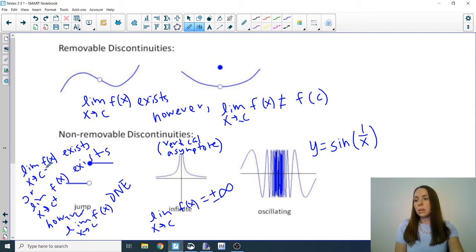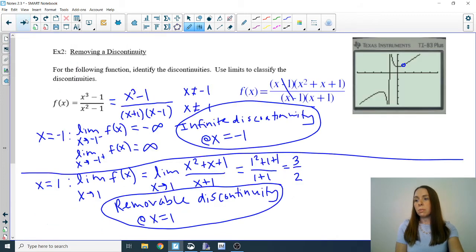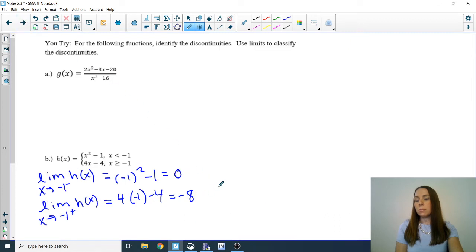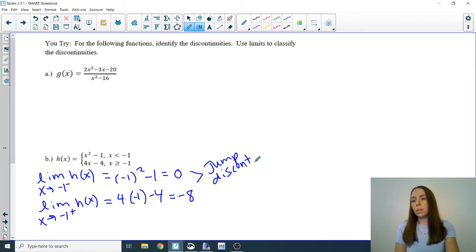A jump discontinuity has a left-hand limit that exists, a right-hand limit that exists. However, the overall limit doesn't exist. And so that's what we're looking at here. We have a left-hand limit, we have a right-hand limit, but they don't match, which means the limit as x approaches -1 of h of x does not exist, and that means there is a jump discontinuity. I'm going to abbreviate: jump discontinuity at x equals -1.